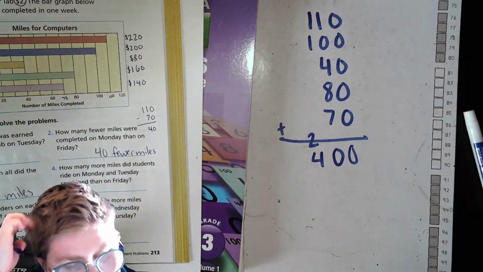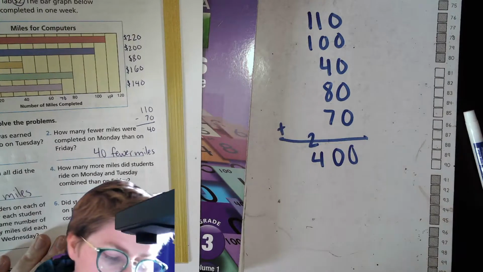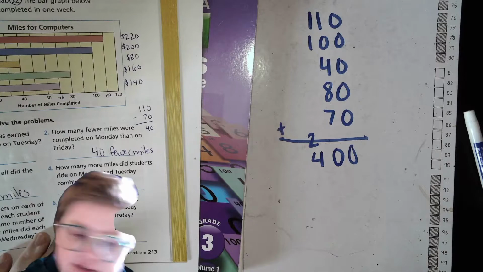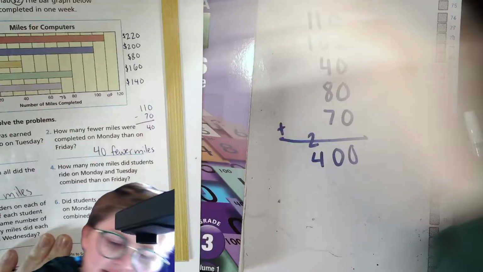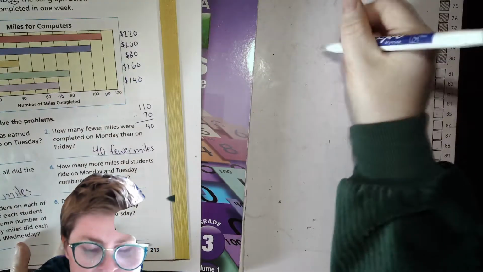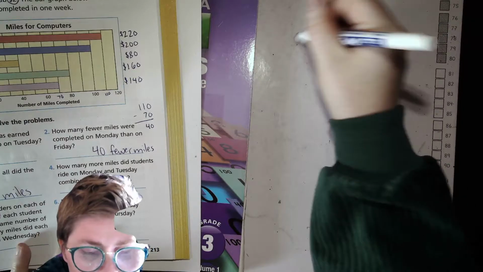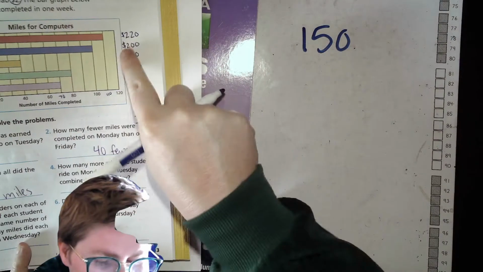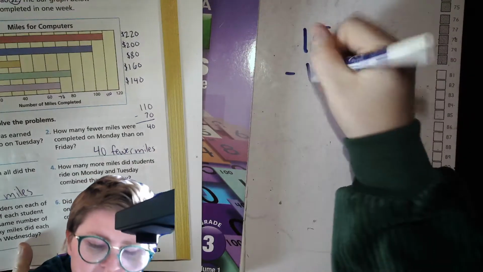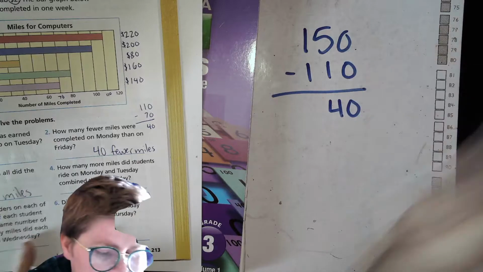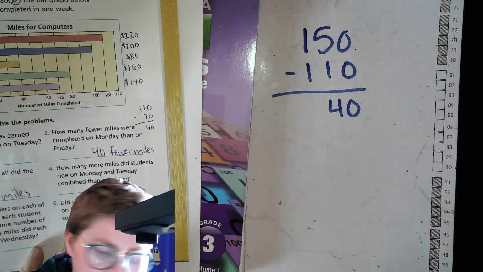How many more miles did students ride on Monday and Tuesday combined than on Friday? All right, so first we're going to combine Monday and Tuesday. So Monday was 70, Tuesday was 80, so 70 and 80 together is 150. And then we're going to compare that to Friday, find the difference by subtracting the smaller one, 110. So that'll be 40 more miles.